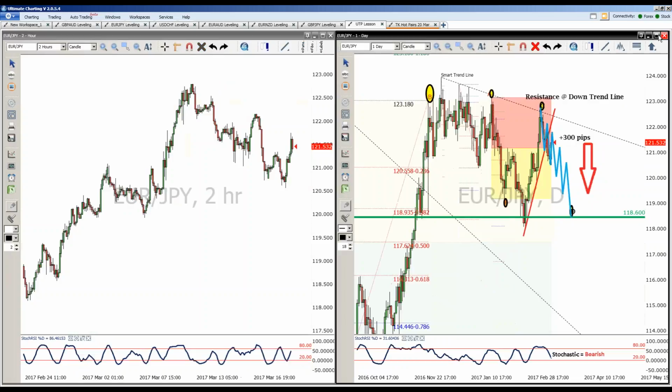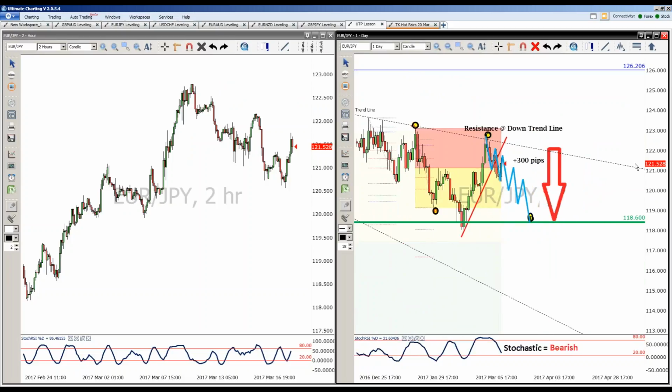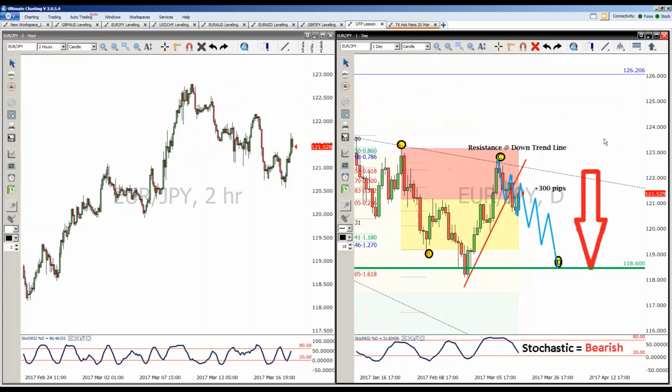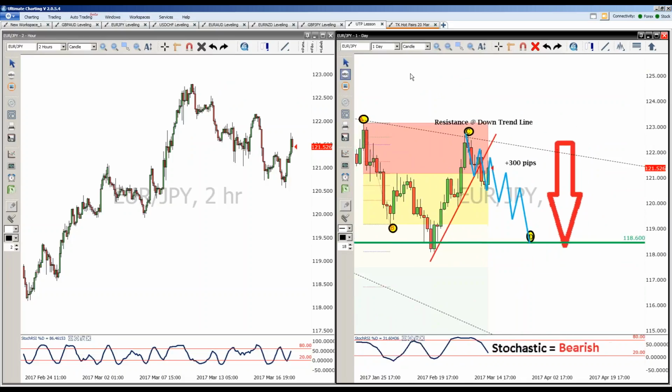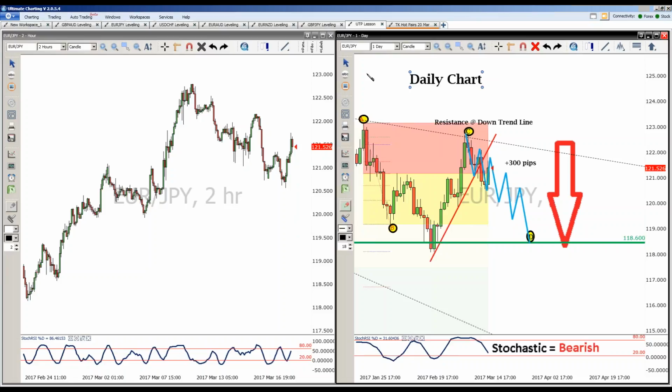Thank you. Now, this is the daily charts. Let me just make a note of the fact that that is a daily chart so that you can copy this down for your reference. So this is the daily chart. And now we can go and have a look at the 2-hour chart.